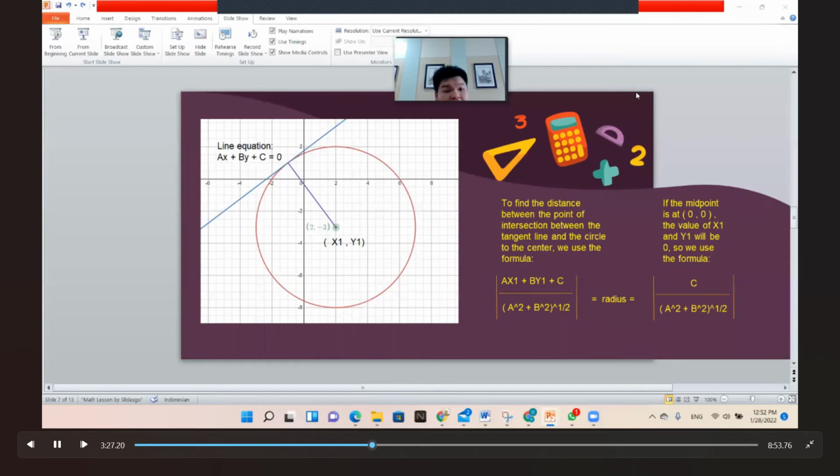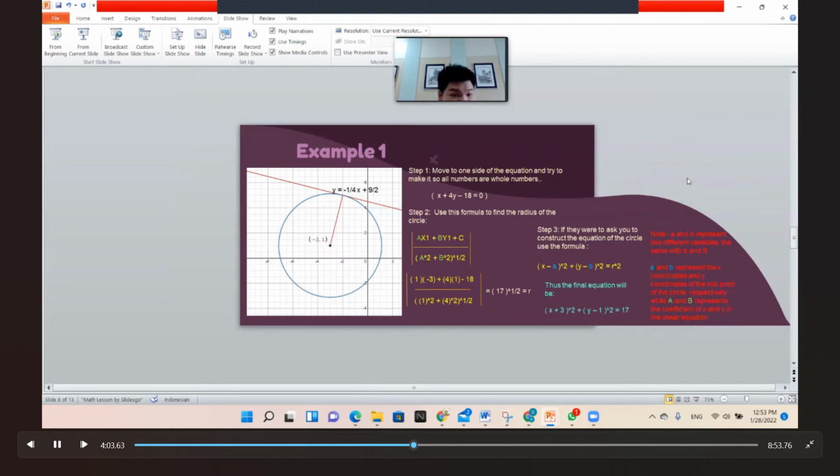Of course, not all questions are going to be as easy as ABC. Thus, let's move on to another possible scenario where they will give you the equation of the tangent line and the coordinates at the center of the circle, asking you to find the distance between the midpoint and the point of intersection. To solve this problem, you could use the formula to find the distance between a point and a line in order to obtain the radius. And all we have to do is input all the necessary elements.